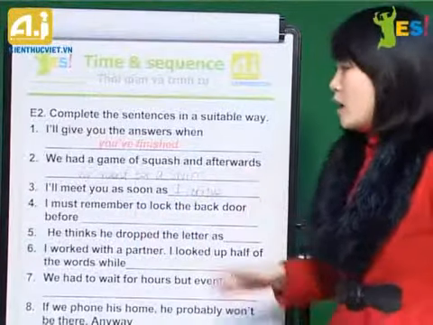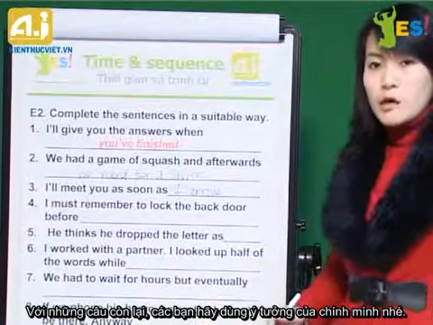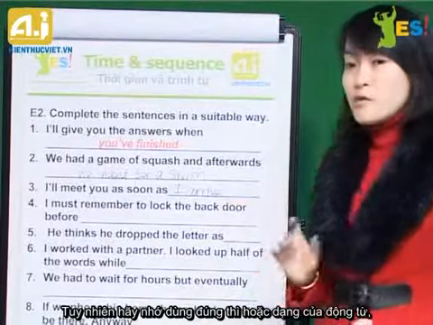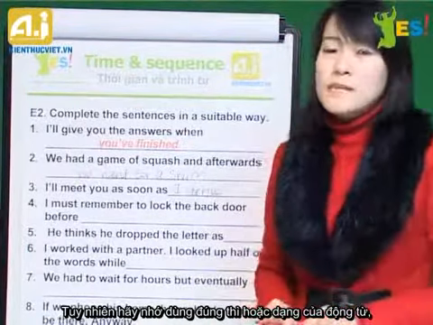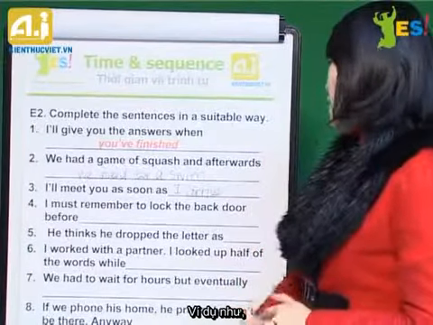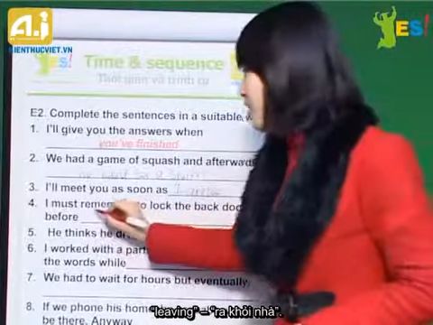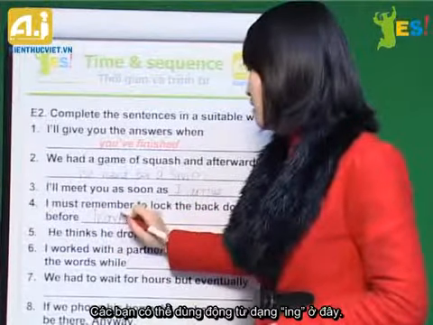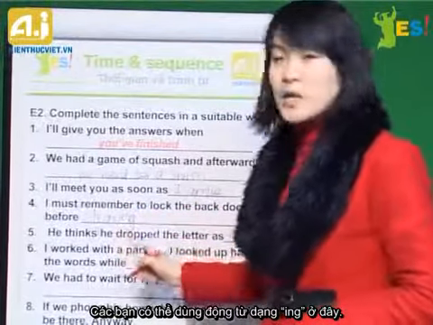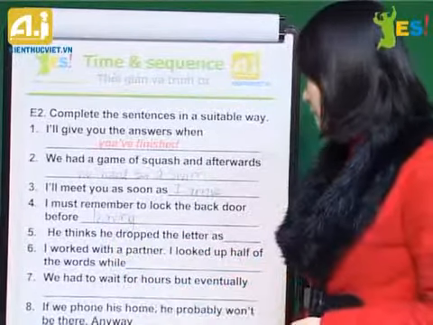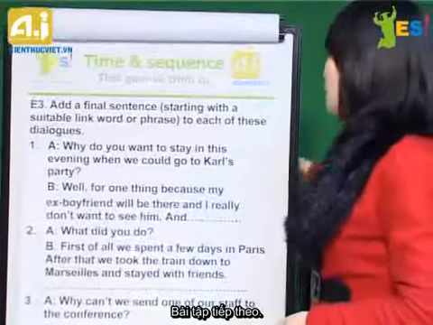Okay? For the other sentences, you can make up your own ideas. Make sure that you use the right tense or the right forms of the verbs. For example, you have, I must remember to lock the back door before leaving. So you can have this idea of using verbing instead of using a full clause. Okay? Another exercise.